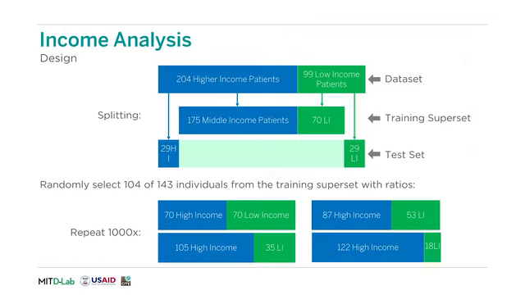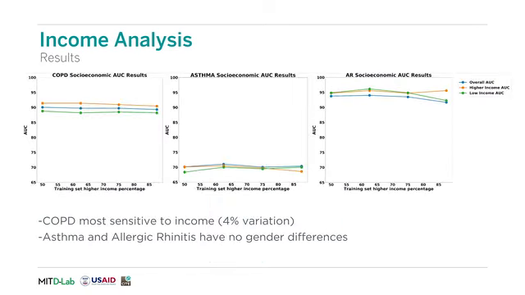Moving on to the income bias analysis, the training datasets and test datasets were divided as shown. Similar to the gender study, representativeness based on income was varied for the training dataset. The results for predictive accuracy for allergic rhinitis, asthma, and COPD are shown on the slide. Again, we see very little difference in accuracy as we change representativeness within the sample.